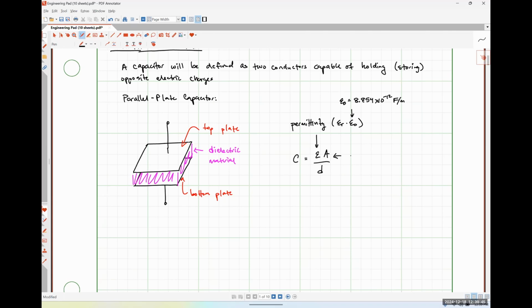A is our plate area. And I'm just going to put here overlap, because it is possible to have one plate larger than the other plate. So we would typically use the smaller plate's area in this particular case. And then D is the distance between the plates.